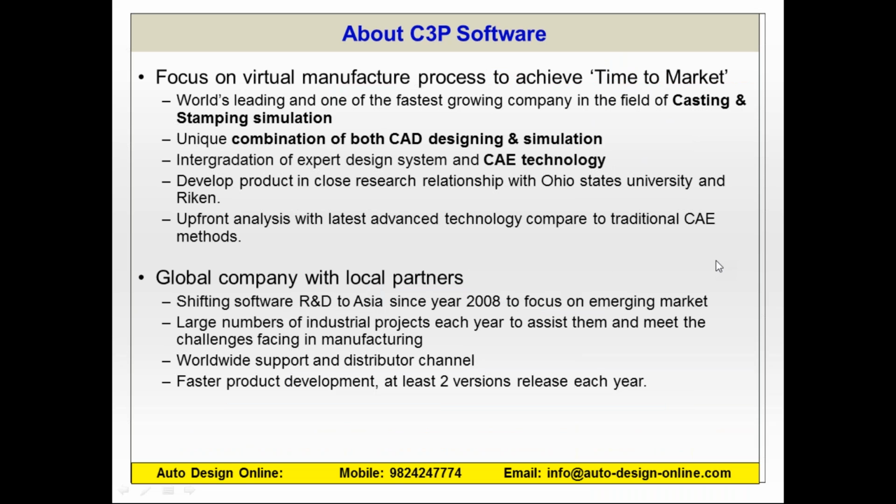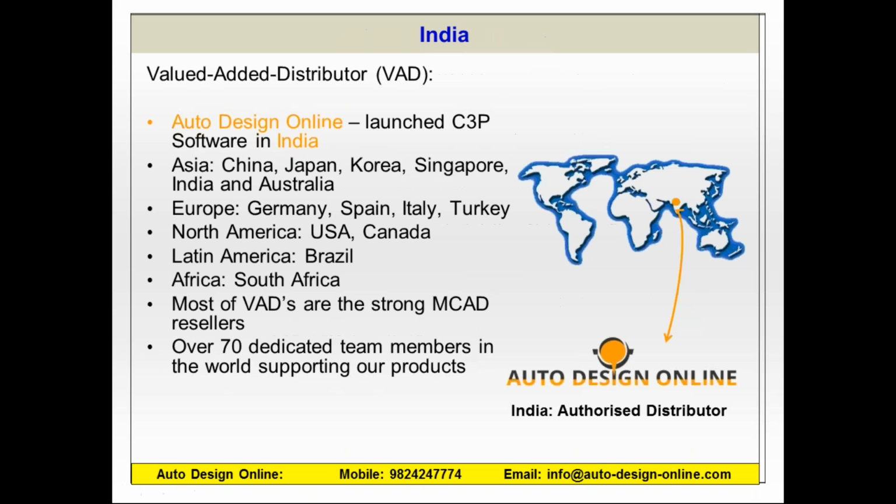So a brief introduction about this DFM tool: the name is Geo Designer. This was developed by the C3P Group, which is based in the USA, and the name of the software is called Geo Designer. We are Auto Design Online, representing them in India. We are based in Baroda in Gujarat, and we are representing this company in India. They are experts in casting and simulation software for stamping as well as casting parts.